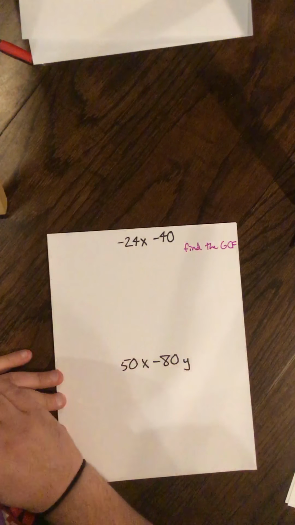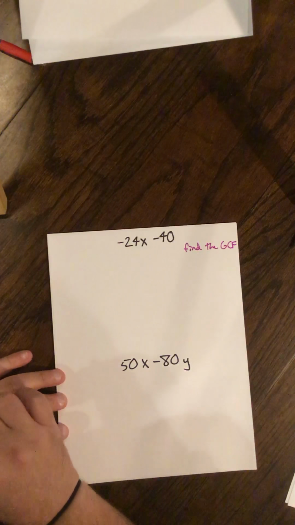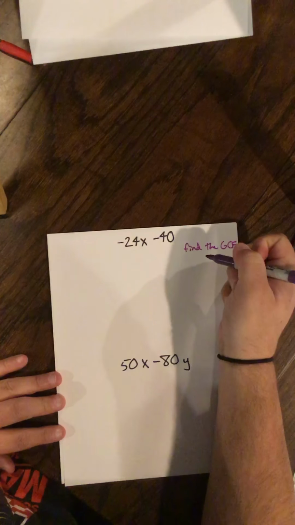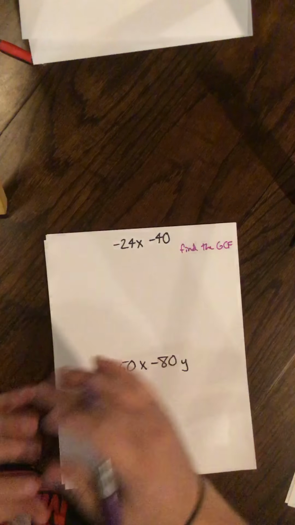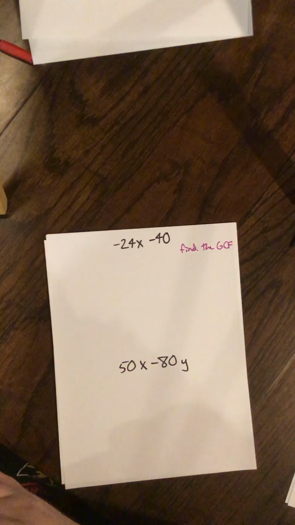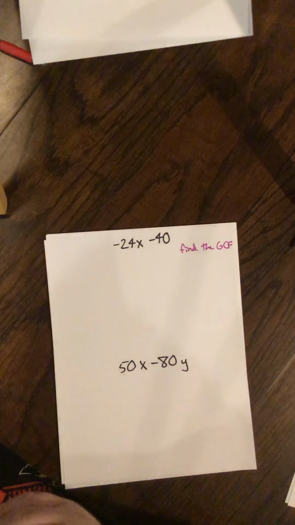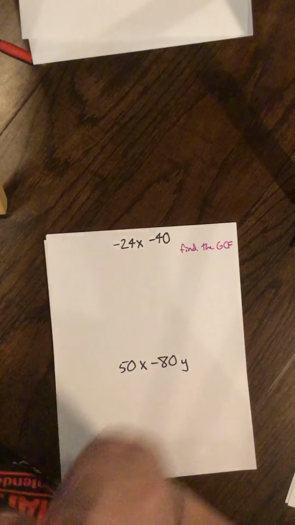Once we've done our thinking, we've furrowed our brows, and we've thought about it, you'll find that the greatest common factor should be a negative 8. If you got 8, that's okay. What's inside the result will be that inside the parentheses you'll still have negative signs. But if you can factor out a negative, go ahead and do that.